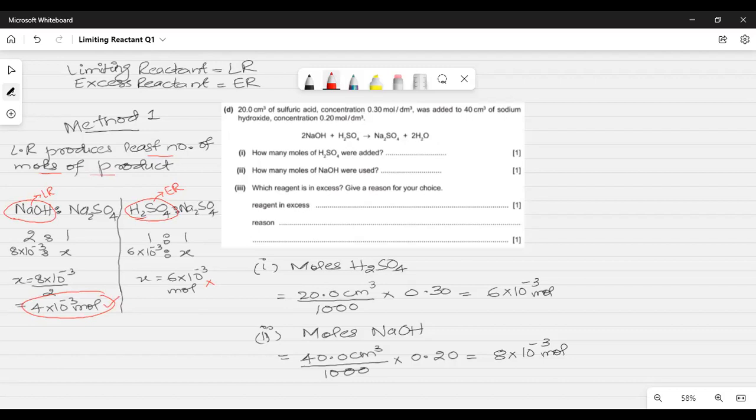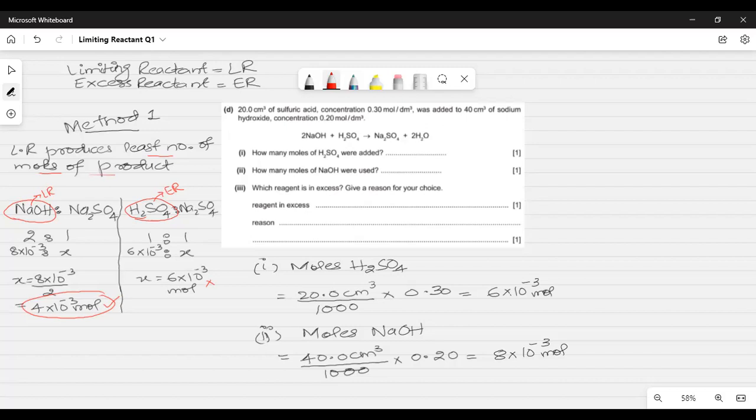Make sense? Sir, could I write in the reason that with the method that we used, NaOH was the least, which was 4 times 10 to the power of minus 3 moles, compared to H2SO4, which gave us 6 times 10 to the power of minus 3, which concludes to NaOH being the limiting reactant? Thus, the excess would be H2SO4. Would that be an appropriate reason?